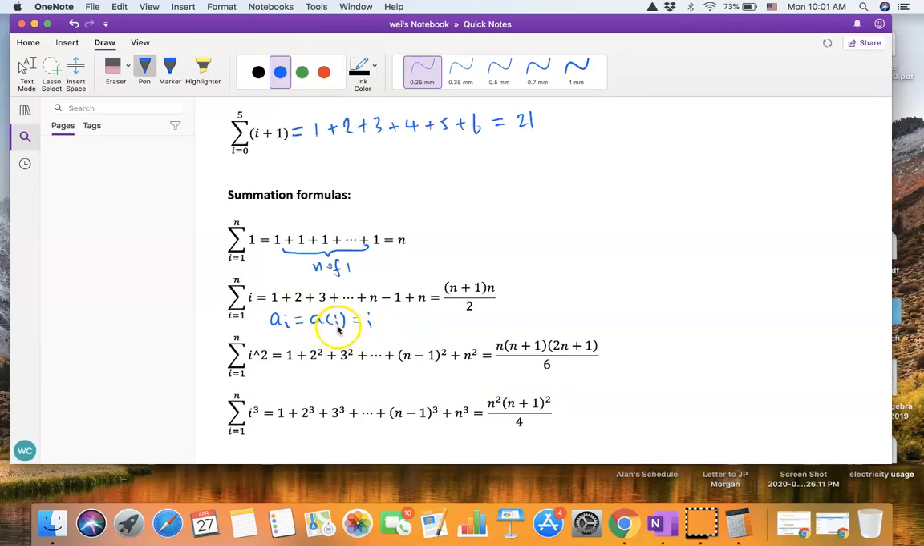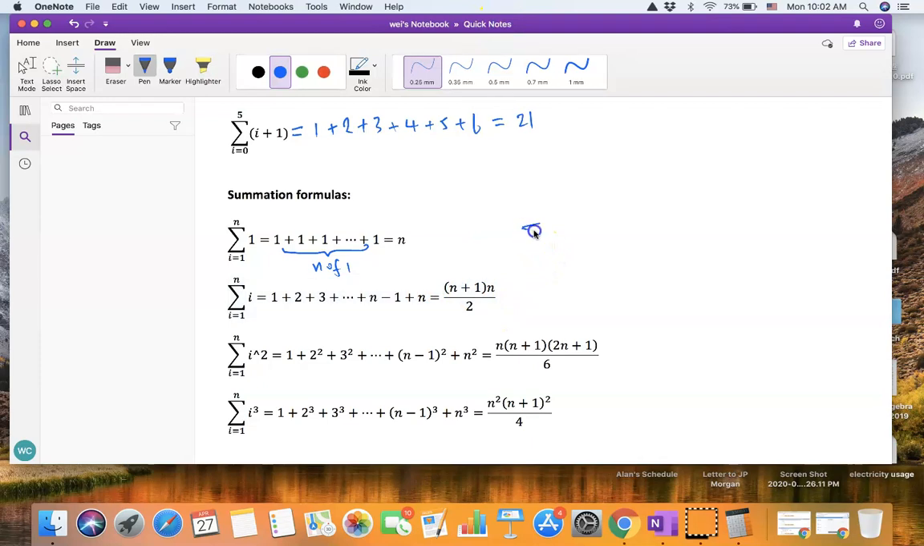So the function is like a linear function, like f of x equals x. The function value equals the input value, right? So when the input is 1, the function value is 1. That's why the first term is 1. The second term, when i equals 2, the input is 2, and the function value is 2. This formula shows us that when we add 1 all the way to n, the result is given by this formula.